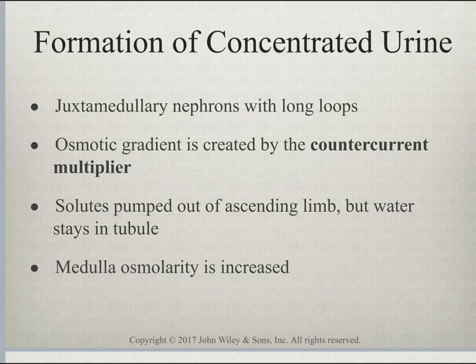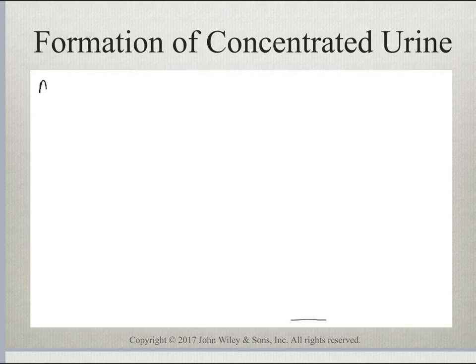Now, this osmotic gradient is going to be created by something called the countercurrent multiplier. So I promised you that we were going to discuss it, and this is where we're going to do that. So the goal of the countercurrent multiplier is to maintain a super salty concentration within the medulla. So the medulla osmolarity must be increased. We're going to do this via a process of 7 steps. Essentially, solutes are pumped out of the ascending limb, but water is going to stay in the tubule. We're going to look at this mechanism through 7 steps.